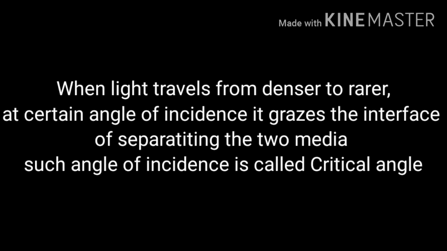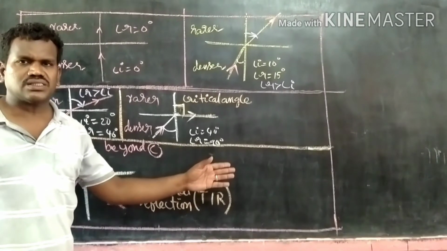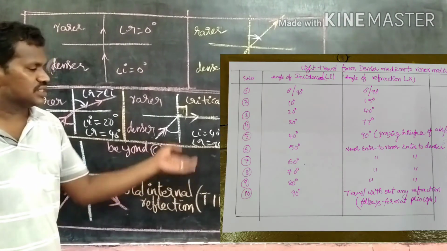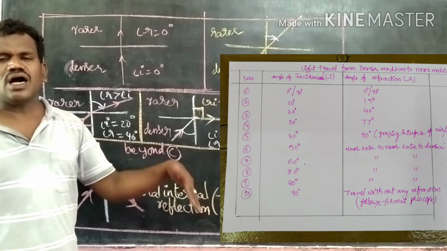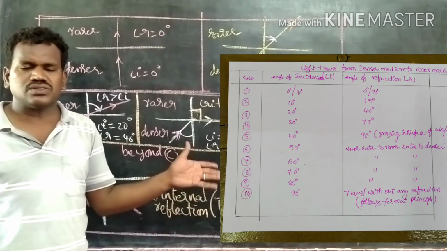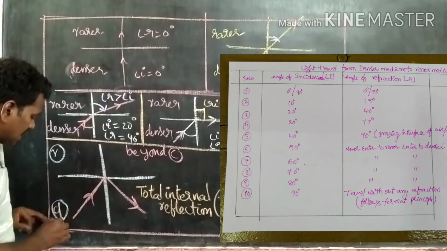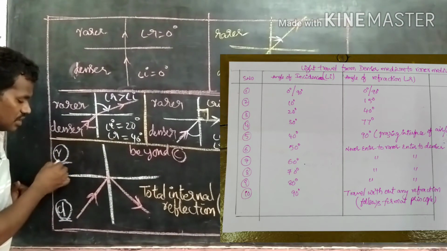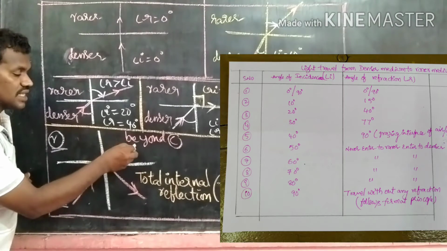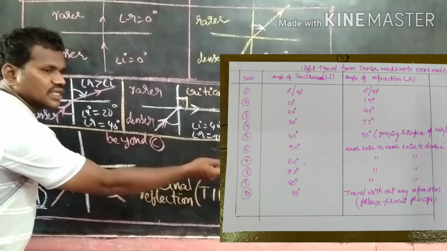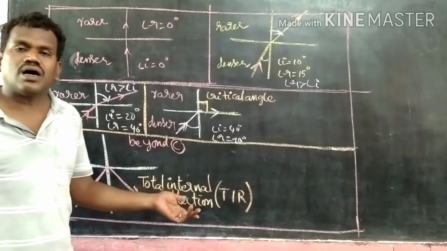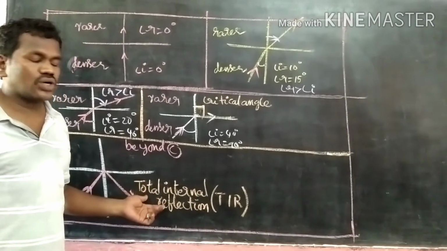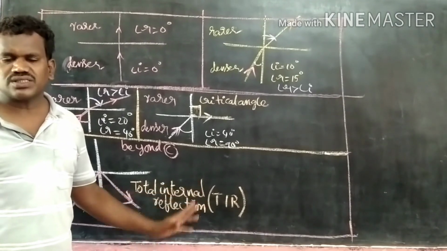Now, come to the next case. Means beyond the critical angle. From the table we can understand that beyond the critical angle means more than 40 degrees, 50 degrees, 60, 70, 80, up to even 85 degrees also. Whenever the light is traveling from denser to rarer, beyond the critical angle, the light never enters into the rarer, again enters into the denser. That phenomenon of light is called total internal reflection.